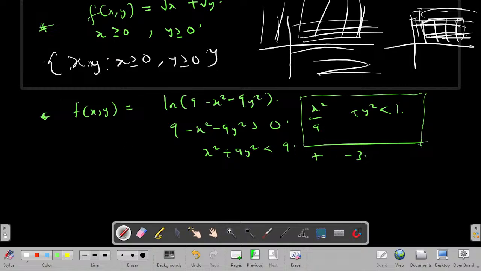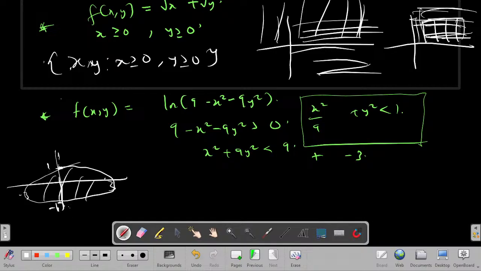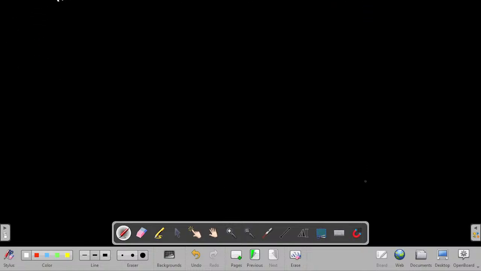So let me draw it here. I'll have this negative 3. My ellipse will be touching these 2 points. Then it will be touching 1 on the y-axis. That's my region of my domain. If I were to state the domain, it's very simple. The domain is x comma y such that x squared over 9 plus y squared is less than 1. That's all. This is the domain. It's not anything big. It's not difficult.